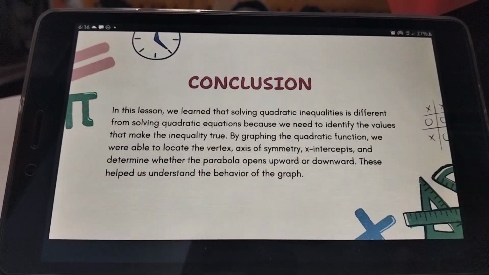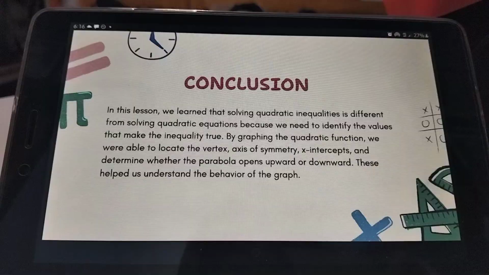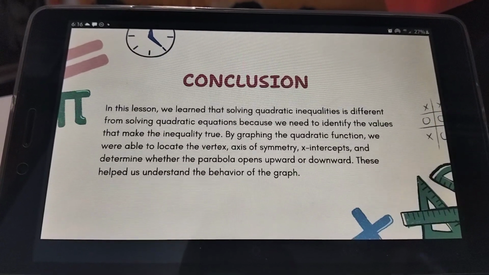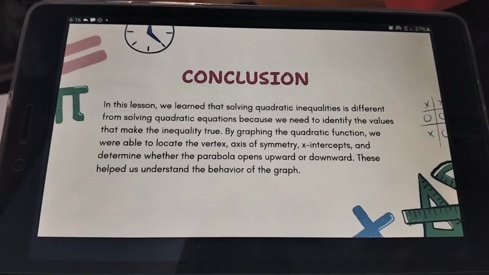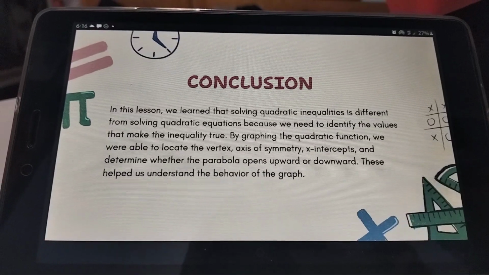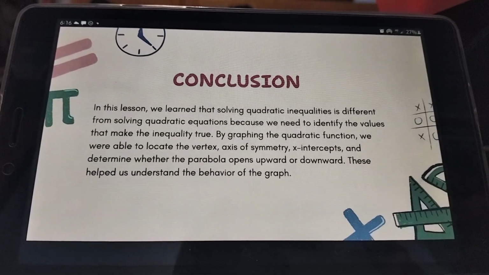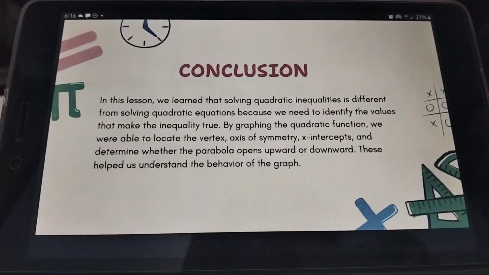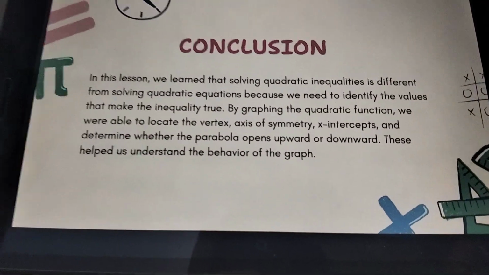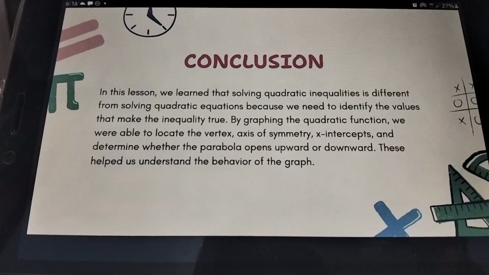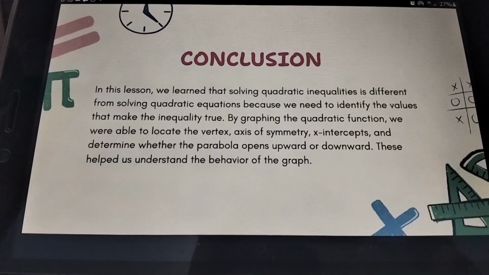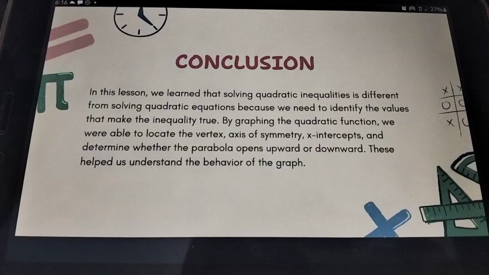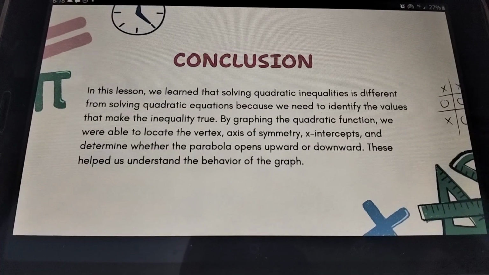In conclusion, in this lesson we learned that solving quadratic inequalities is different from solving quadratic equations because we need to identify the values that make the inequality true. By graphing the quadratic function, we were able to locate the vertex, axis of symmetry, x-intercepts, and determine whether the parabola opens upward or downward. This helped us understand the behavior of the graph.